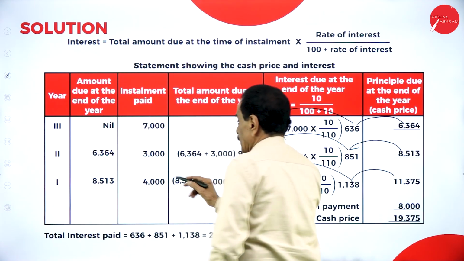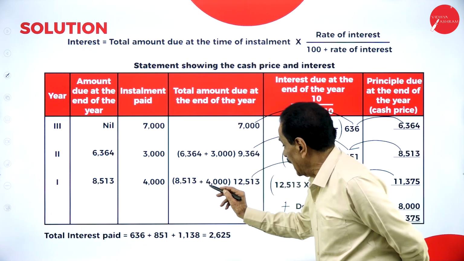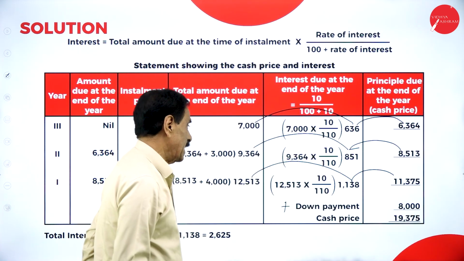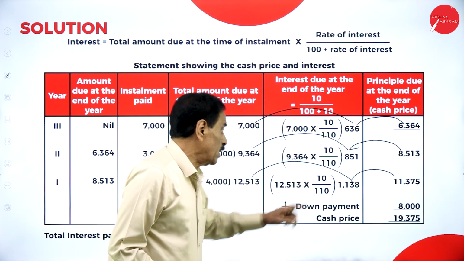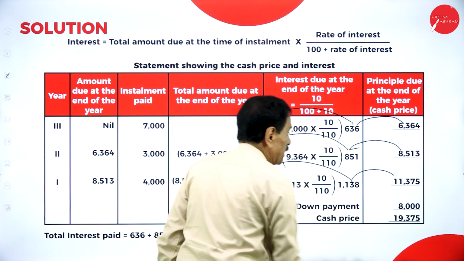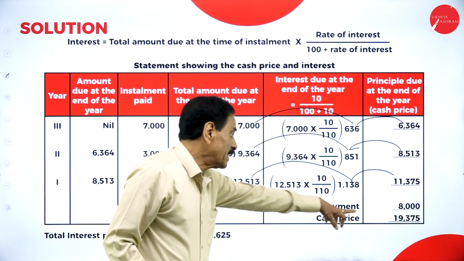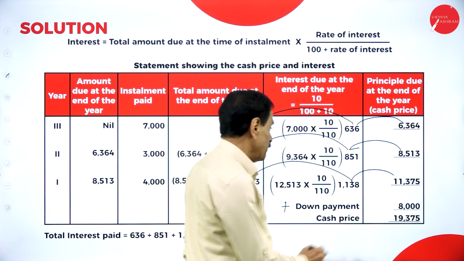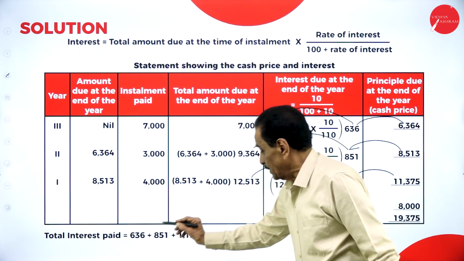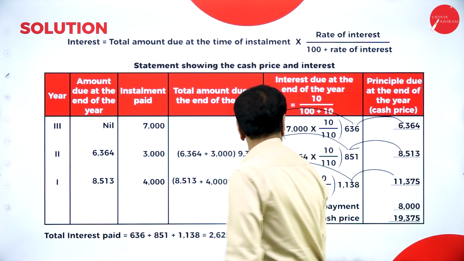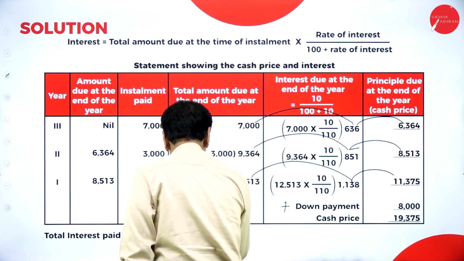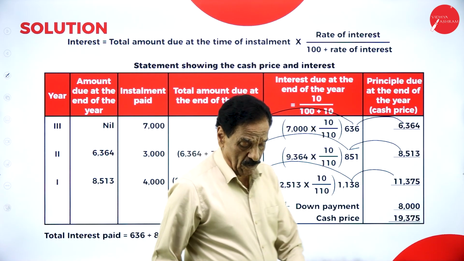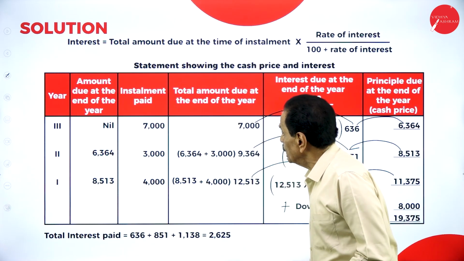Brought down 8,513. 4,000. Add, it becomes 12,513. On 12,513, 10% means 10 by 110 is 1,138. Deduct, it becomes 11,375. Add the down payment 8,000. Total cash price is 19,375. Total interest paid 636, 851, 1,138. Totally 2,625. You have to calculate. Hope you understand. This is for 10 marks.